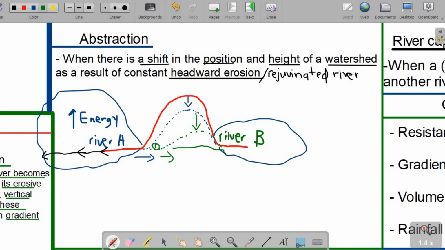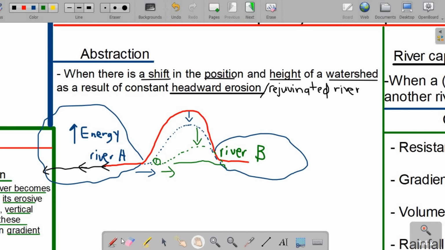And then river A steals the waters of river B. But the most important thing here is that during obstruction, there's a shift in the position of the watershed. So it was once here, now it is there, now it is here. It is shifting in terms of the position, and also its height is reducing. As you can see, it keeps on going down, right? So that is exactly what obstruction is, nothing more.